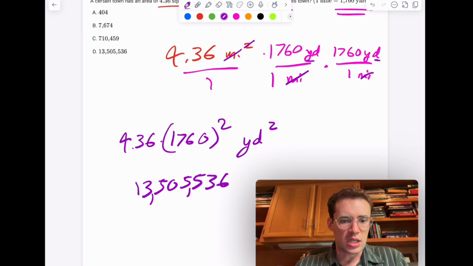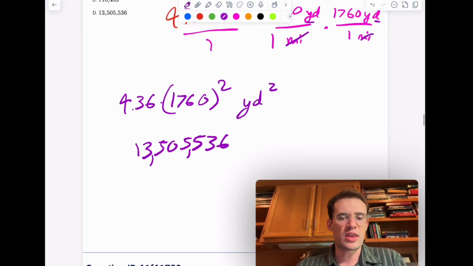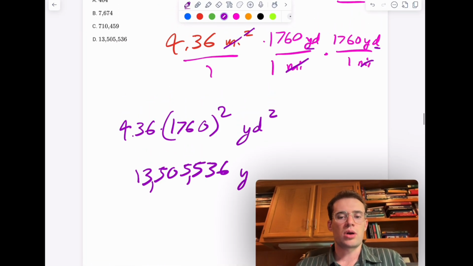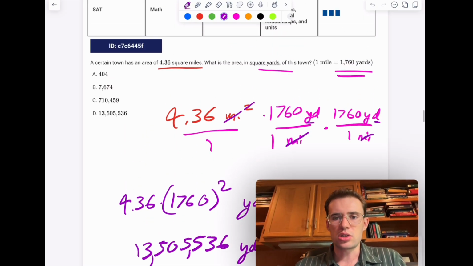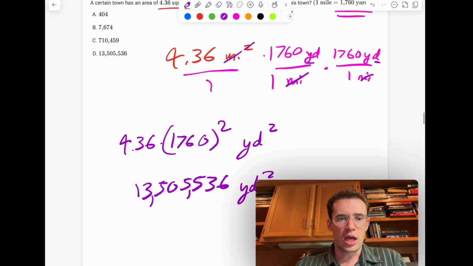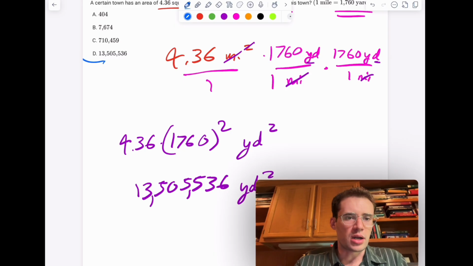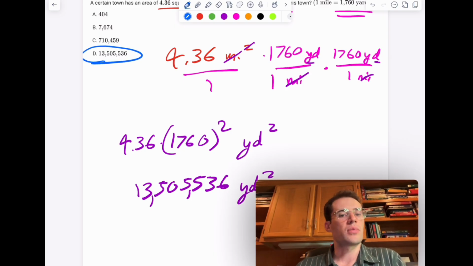13,505,536. Should we put these in? That's 13,505,536 square yards. Again, we wanted our answer in square yards. That's good. And, oh, I thought they were going to round it, but it is D, exactly. Perfect.